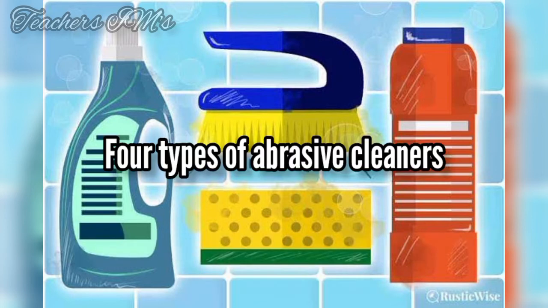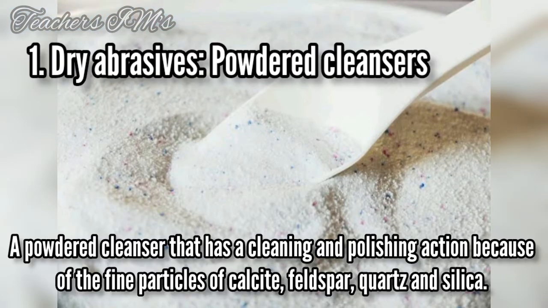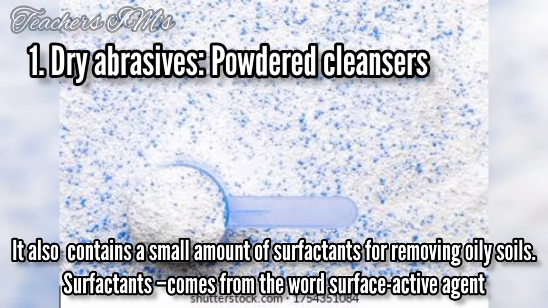4 types of abrasive cleaners. 1. Dry abrasives. Powdered cleansers. A powdered cleanser that has a cleaning and polishing action because of the fine particles of calcite, feldspar, quartz and silica. It also contains a small amount of surfactants for removing oily soils. Surfactants comes from the words surface active agent.